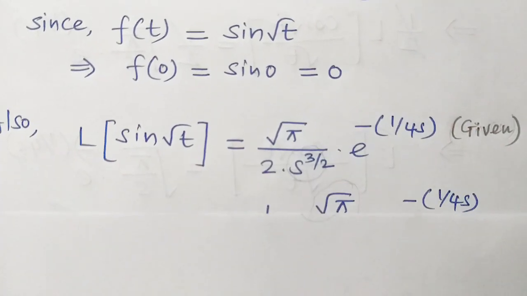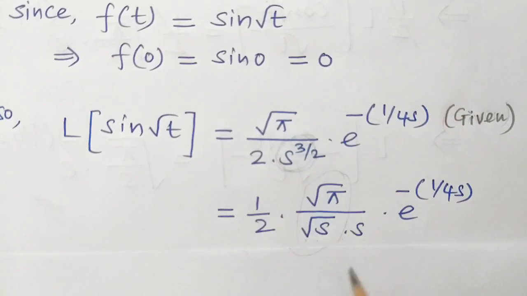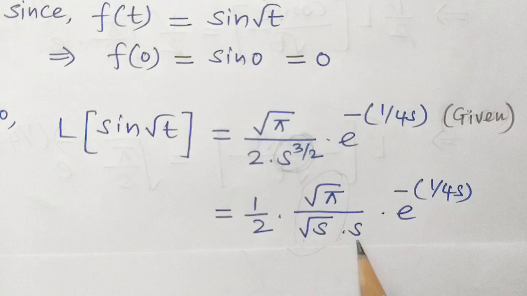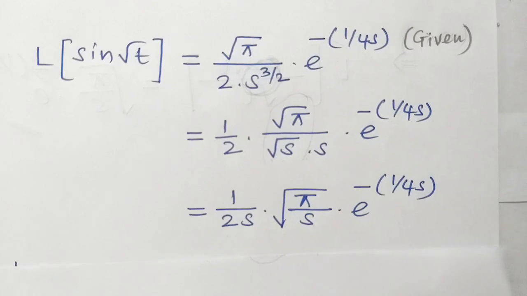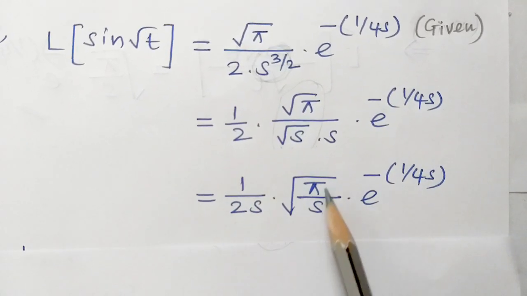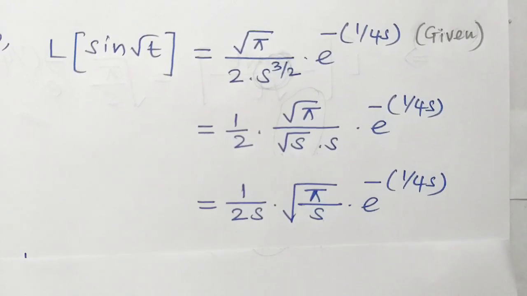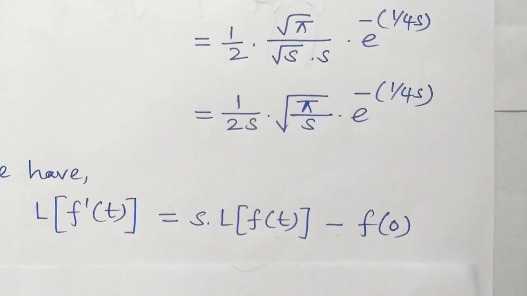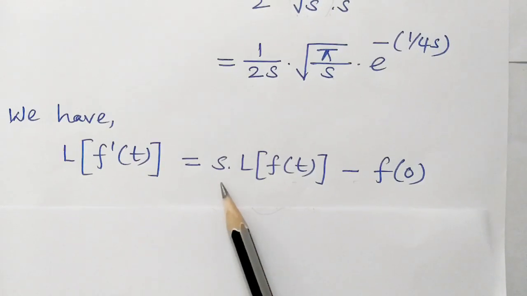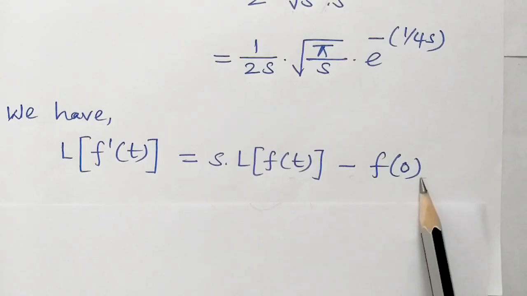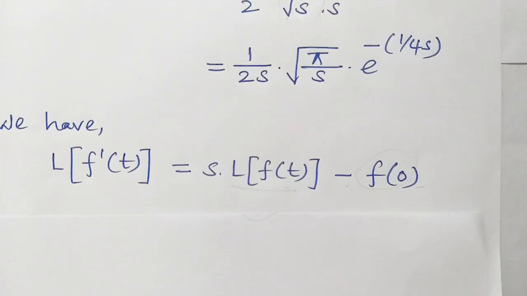So we can further rewrite this as 1 by 2. This s raised to 3 by 2 can be expressed as root of s dot s, e to the power of minus 1 by 4s. And in the next step, we will have 1 divided by 2s under root of pi by s, e to the power of minus 1 by 4s. Okay. So now we can apply the standard result: the Laplace transform of f dash of t is equal to s L of f of t minus f of 0. We have the value of L of f of t, and we have found the value of f of 0. So we can substitute here.